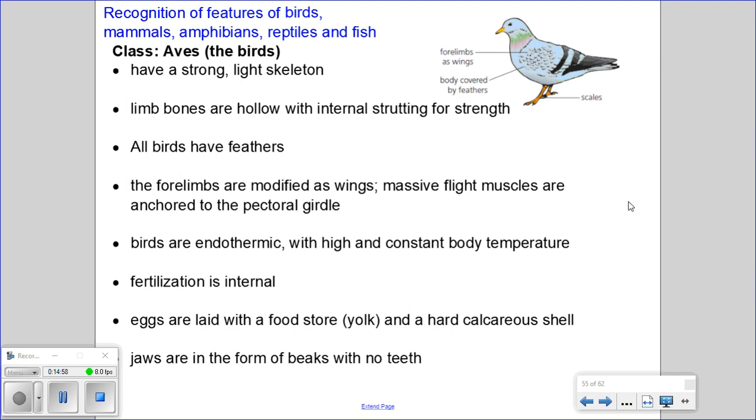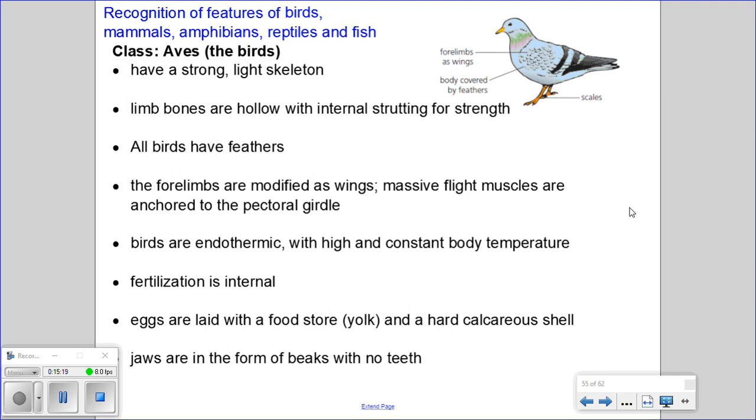So the first class that we'll look at are the aves, which are birds. Birds have a strong, light skeleton. Their limb bones are hollow with internal strutting for strength. Those hollow bones are what allow birds to fly. All birds have feathers, and the forelimbs are modified as wings.